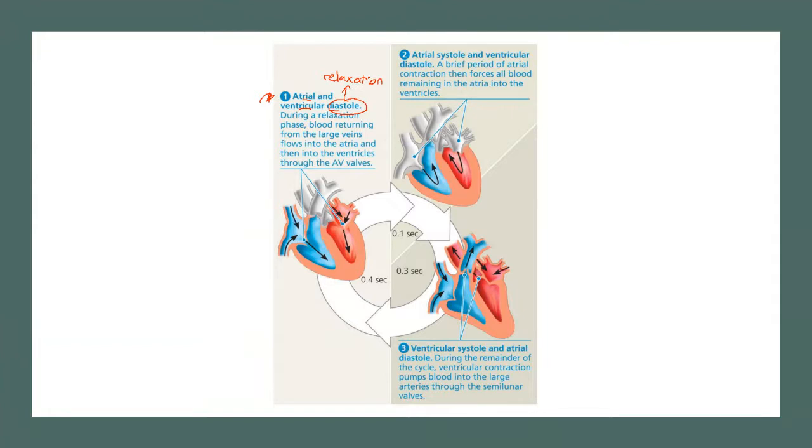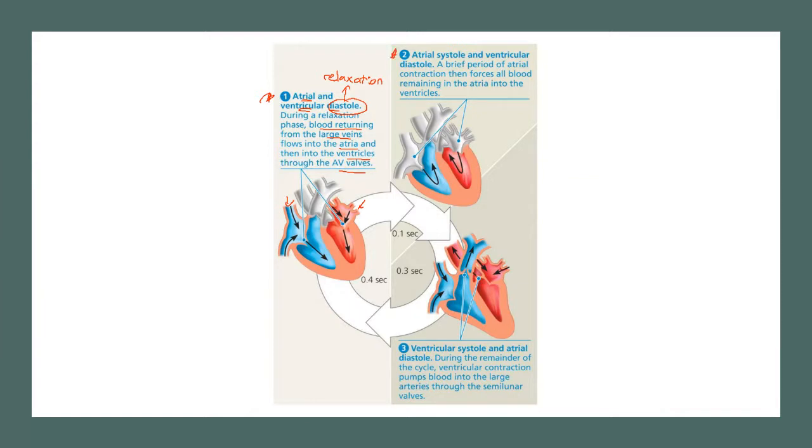What happens in number one when both the atria and the ventricles are relaxed? Well, during this phase, blood returns from the large veins, either the vena cavas here or the pulmonary veins over here, and blood flows into the atria and then into the ventricles through the AV valves. Here I think the word is passively. There's no pressure. Everything is flowing freely.